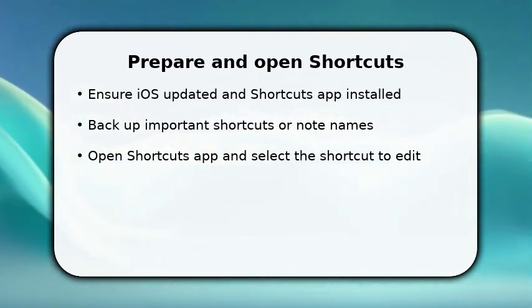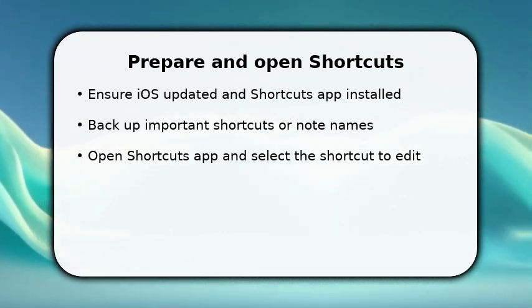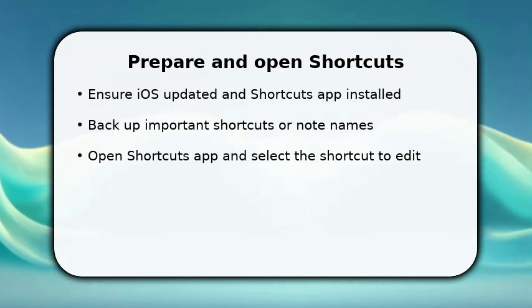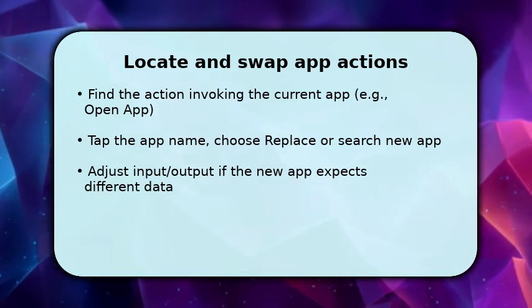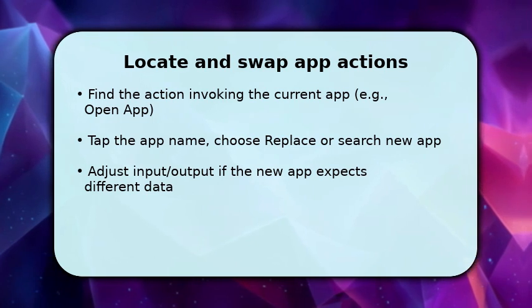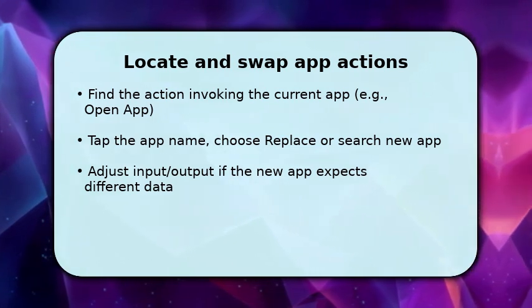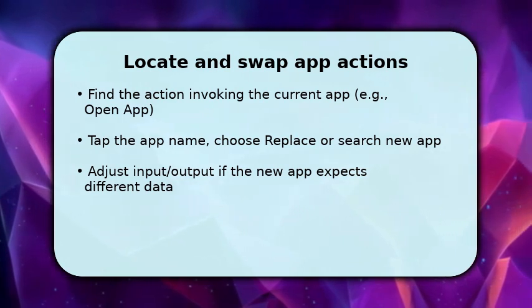You're doing this now to avoid guessing later, because precise selection prevents breaking automations and preserves input and output between actions. Next, locate the specific action that launches or links to the app so you can swap it. Tap the Actions app field and pick a different app from the list, or use the search box to find it fast. As you change it, check subsequent actions.